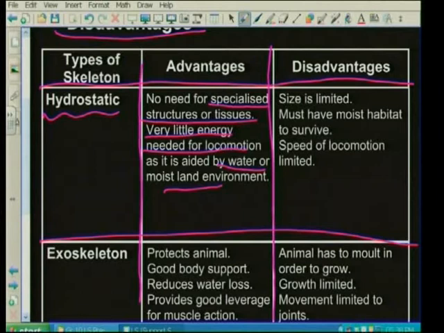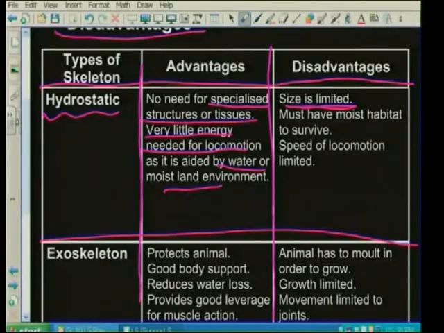What are the disadvantages? Those were the advantages. First of all, obviously, because the skeleton is fluid, the size is limited. It can only grow to a certain size, cannot grow bigger than that. Secondly, it must have a moist habitat to survive. It must either live in water, or it must live in moist soil or any other environment that has a lot of moisture. For example, if you leave the earthworms out without any moisture, they will dry up and die. They need a moist environment.